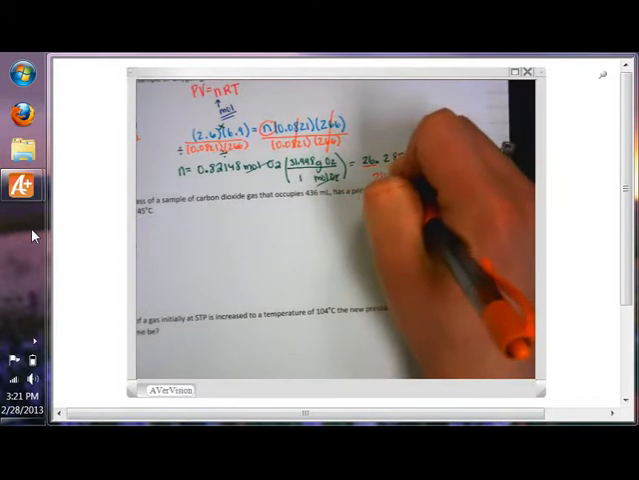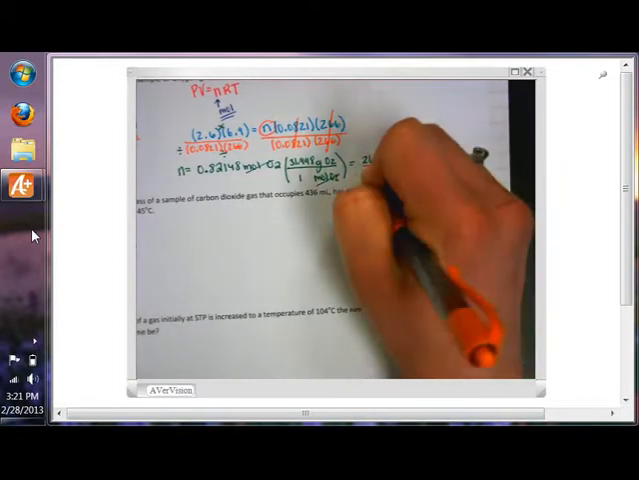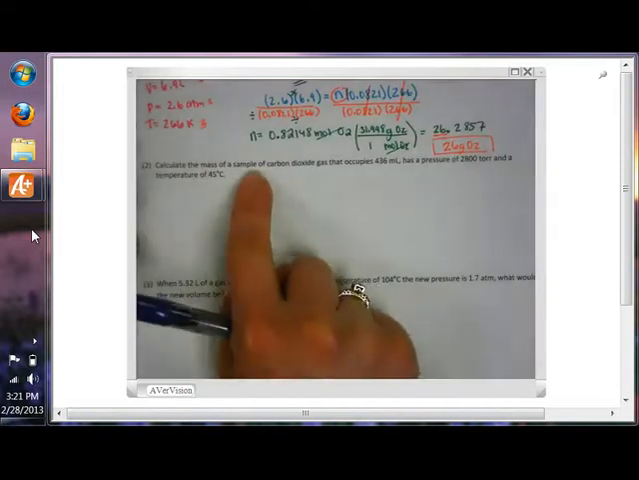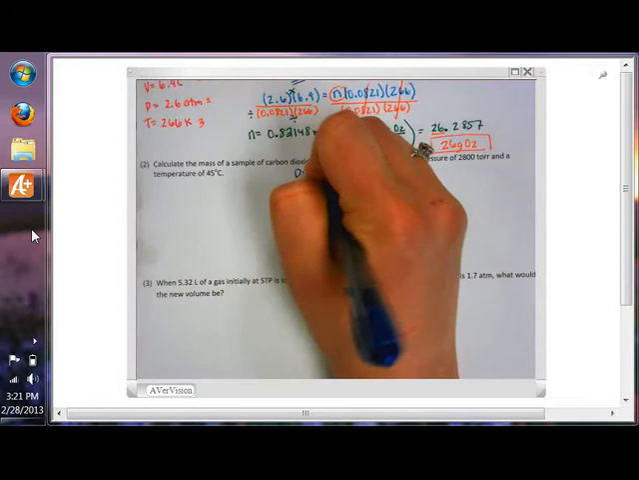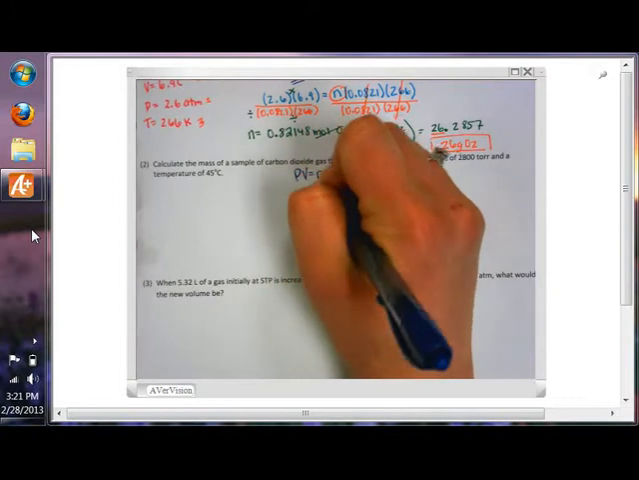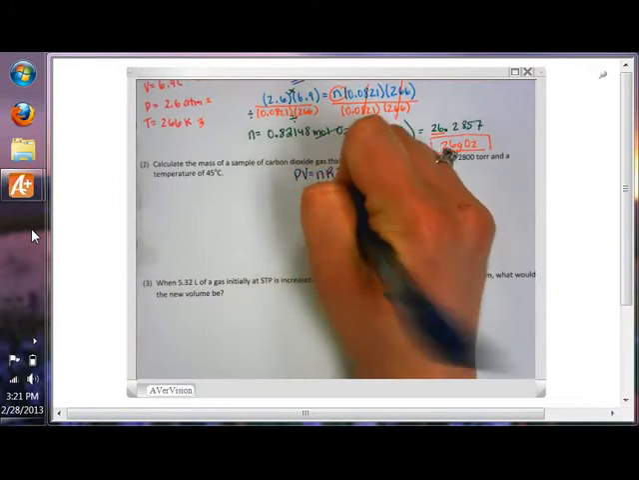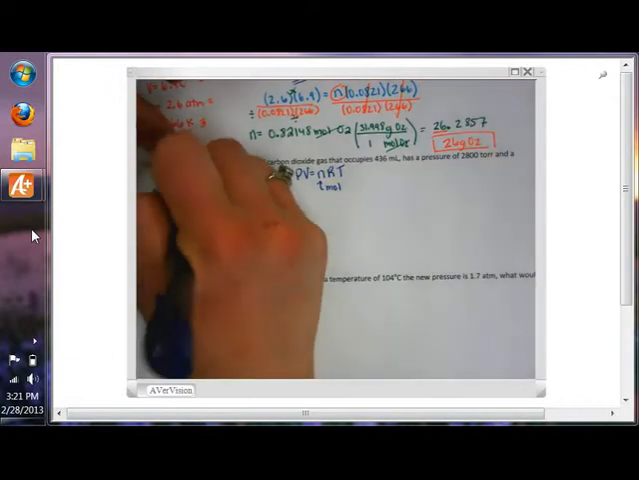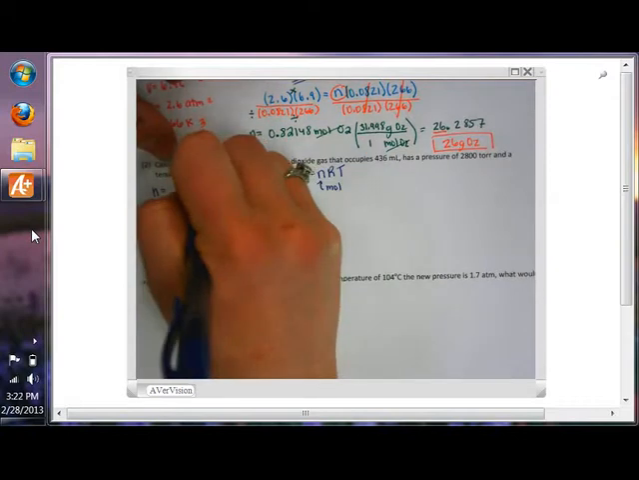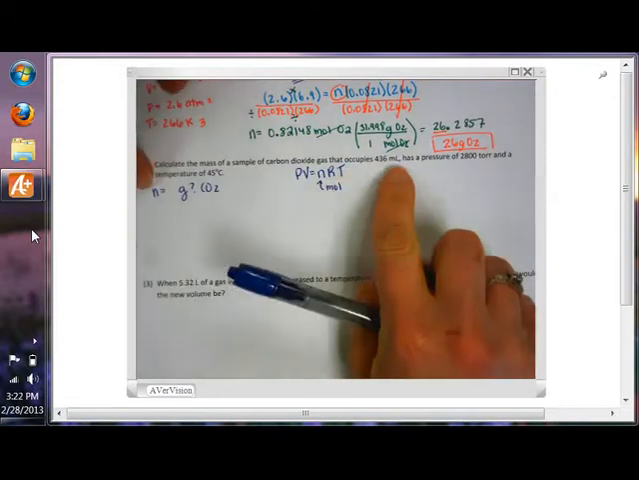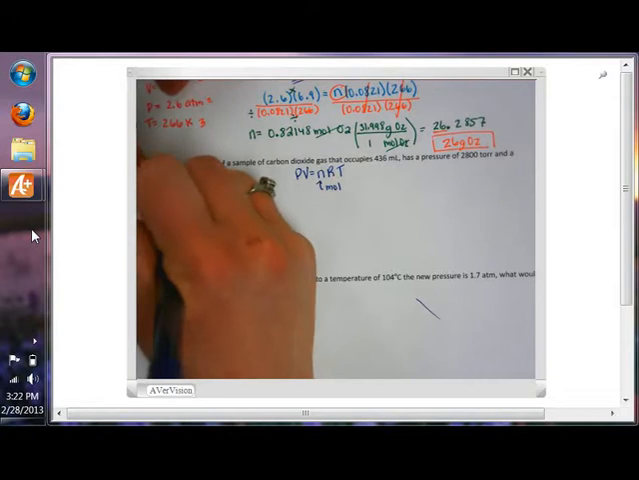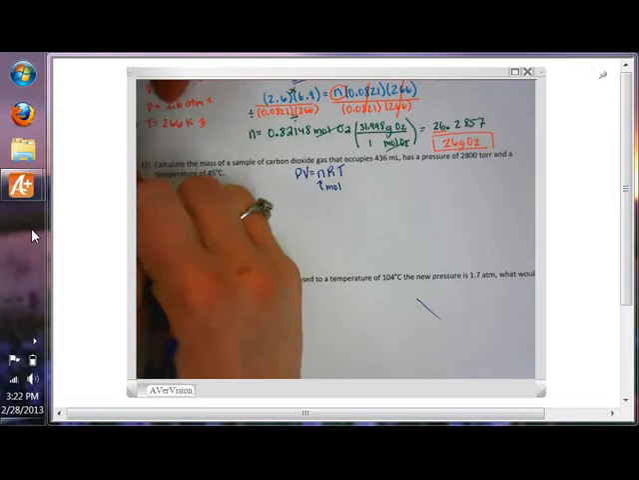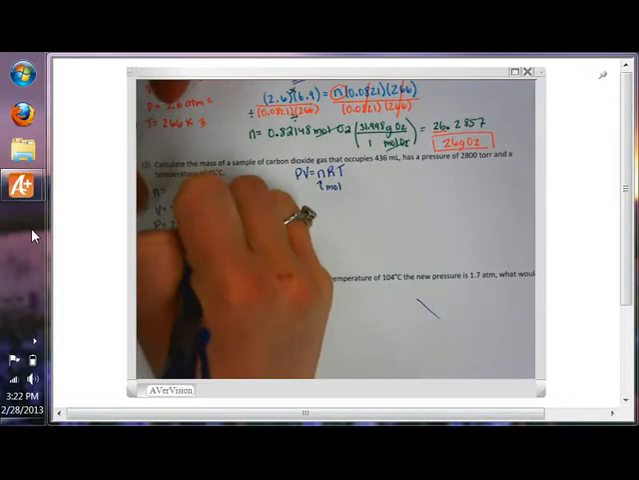Number 2, calculate the mass of a sample. Once again, this is going to be PV = nRT. Remember, n is moles. So they want the mass of the sample, and it's carbon dioxide, and it occupies this volume. So volume equals 436 milliliters. It has a pressure of 2,800 torr and a temperature of 45 degrees Celsius.